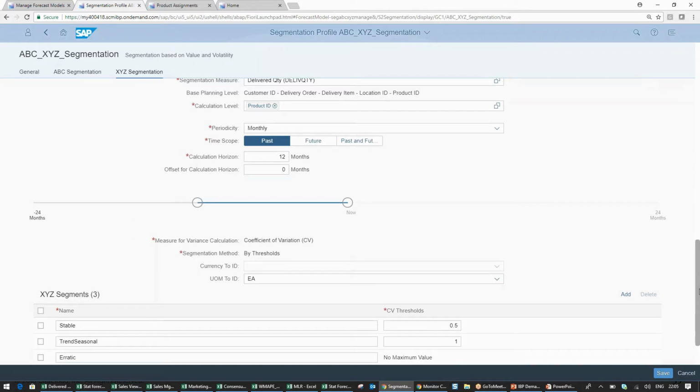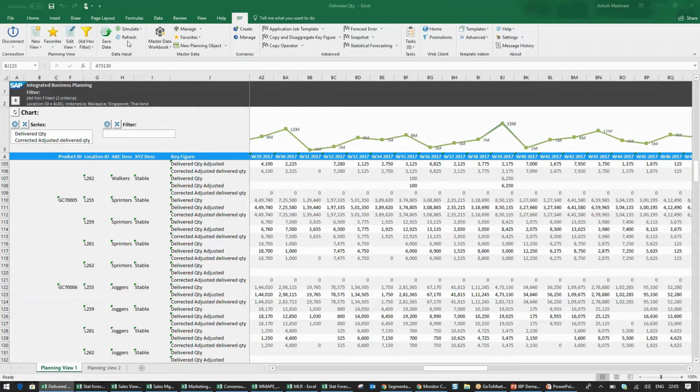The idea here is that you can create a custom attribute wherein you can save a value segment and also a volatility segment. In this example, our sprinters correspond to 60% of the delivered quantities. Joggers correspond to 25% of the delivered quantity. Likewise, for the volatility segment, stable corresponds to a coefficient of variation of less than 0.5. Once you define this, you have an application job wherein you can run this job and see the result in your Excel. After running this job, you look at your planning view in the Excel sheet.